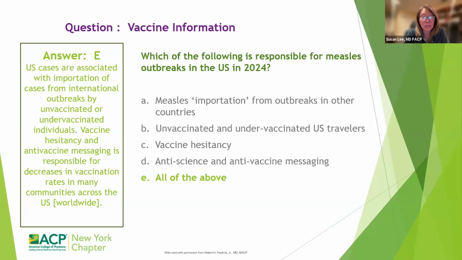And we actually saw this in New York State. The answer is E. US cases are associated with importation of cases from international outbreaks by unvaccinated or under-vaccinated individuals. There's also been vaccine hesitancy, anti-vaccine messaging. All of these factors are responsible for the decreased rates in many communities across the US. But we did see this in New York, and it was quite scary. Next slide.